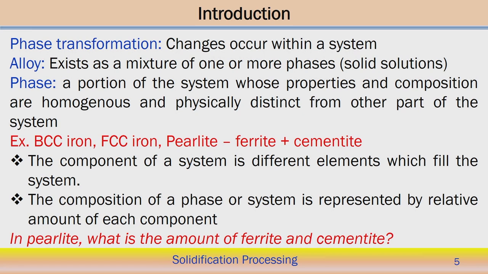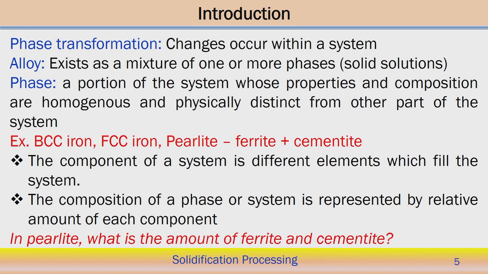Now, the components of a particular system are the different elements which fill the system. If we define a particular space as the system, within that space the different elements may exist, and these components fill this particular system. The composition of a particular phase or system is basically decided by the relative amount of these components.